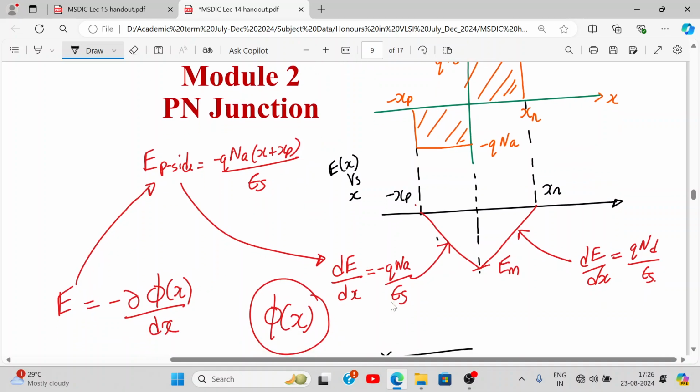What will happen if xn and xp are not equal? You will get an unequal electric field. Yes, correct. So you might get an electric field which is like this. So you have a metallurgical junction, one distance is larger and the other distance is smaller. So we can get this electric field also. Are you getting it? This will be xn, this will be minus xp. So this is also possible.